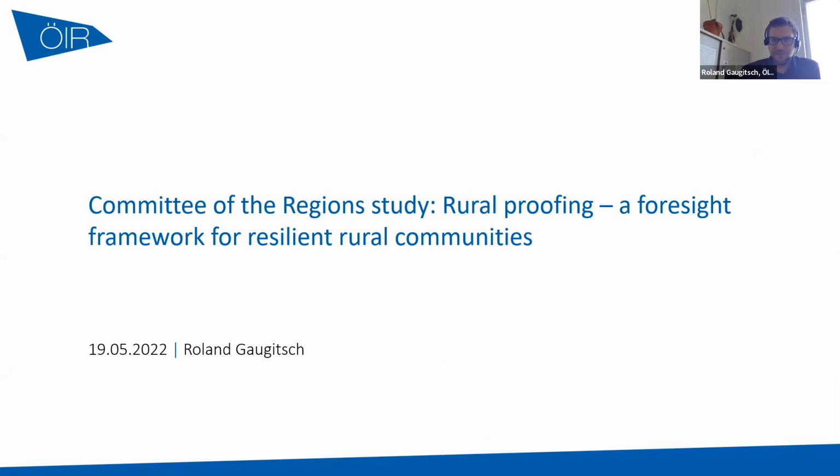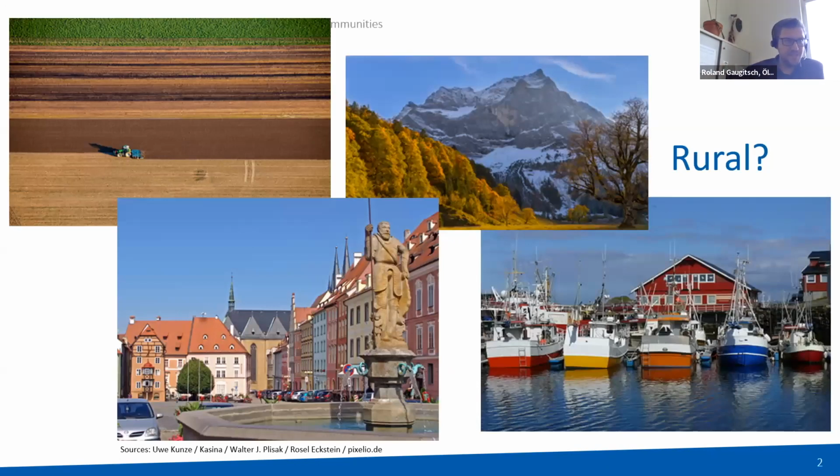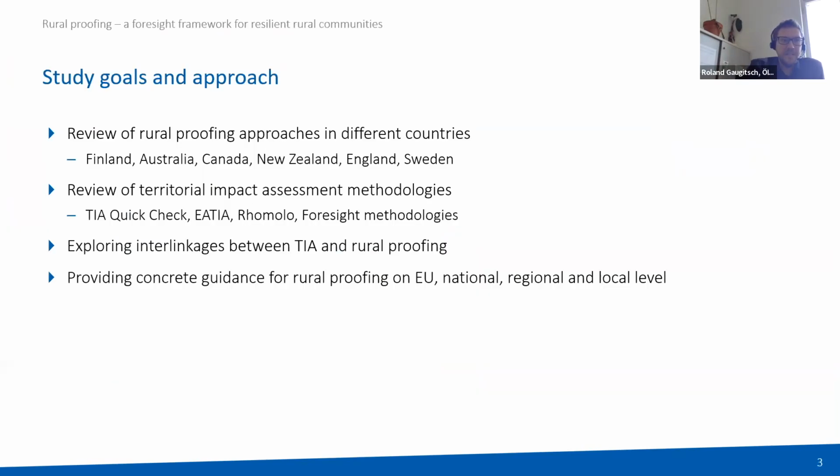OIR, we have quite a lot of experience with TIA methodologies, and recently we were asked by the Committee of the Regions to conduct a study on rule proofing and integration of rule proofing and TIA methodologies. So just at the beginning, to remind ourselves what we are assessing impacts on. All of the pictures you can see here are rural areas, rural regions, and we have to take account of all of them when we are doing our assessments, not only focusing on some of them.